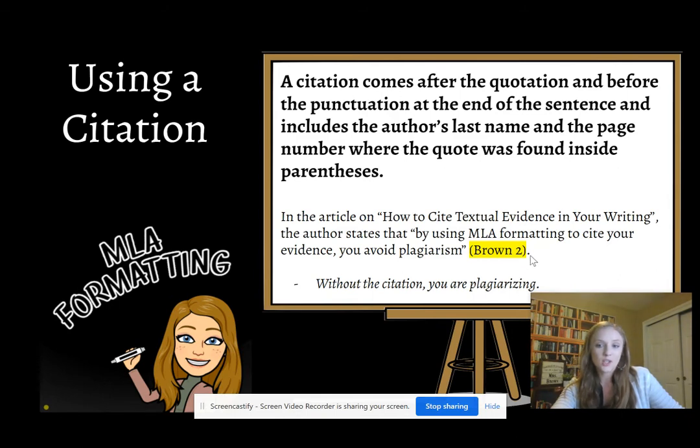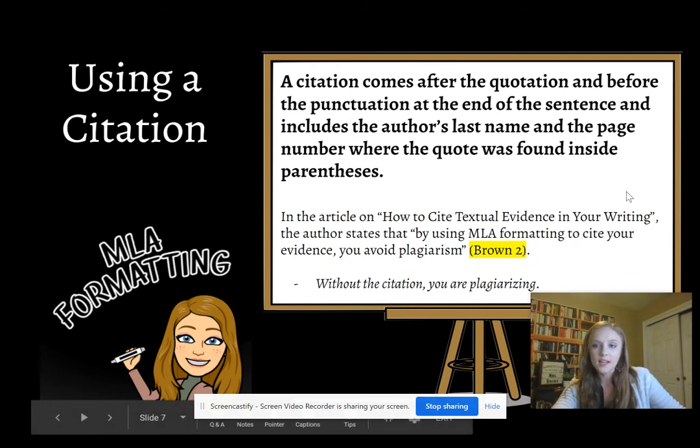So just to clarify, we have a citation that comes after the quotation mark, before the punctuation at the end of the sentence. So you'll see that the period is here after the citation. It's not here after the quote. We have the author's last name, Brown, and the page number 2 inside of parentheses. So I know that's confusing. This is an example for you to look at as you are citing evidence in your writing.